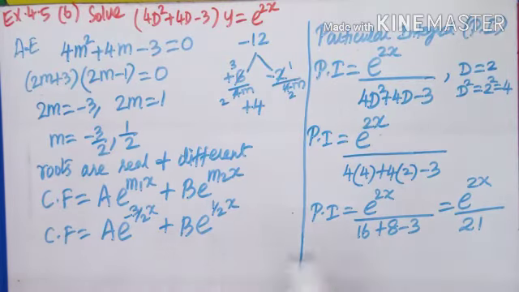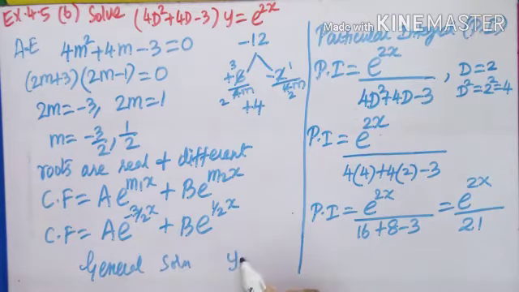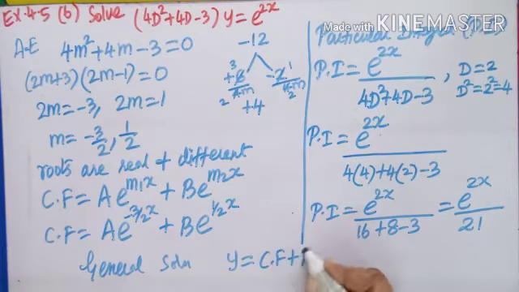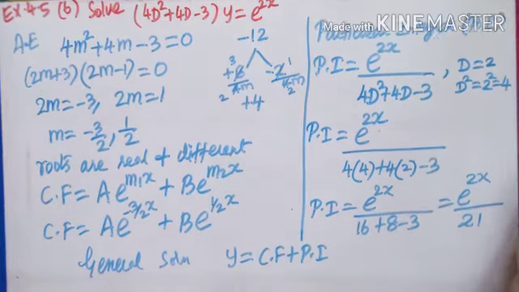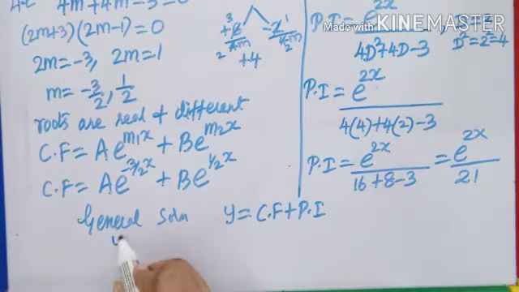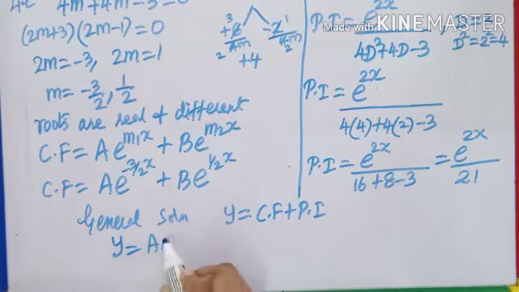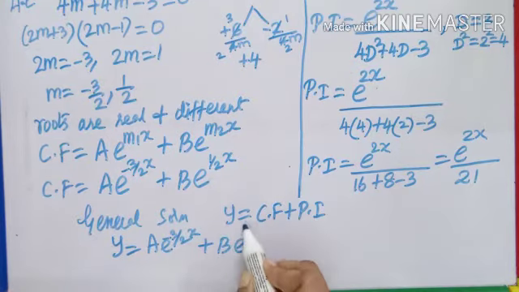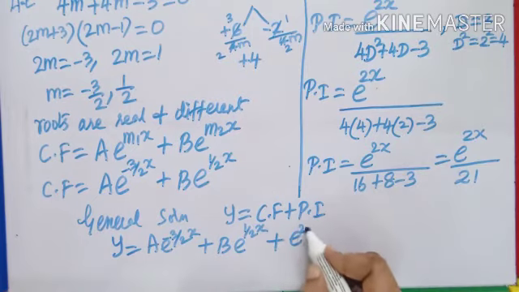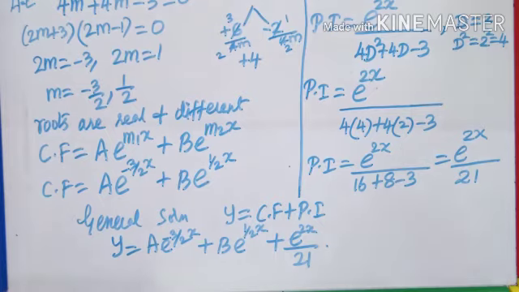I know CF and PI. Now we write the general solution, y equals CF plus PI. So my answer will be y equals a e power minus 3 by 2 x plus b e power half x plus e power 2x by 21. So that is the final answer.